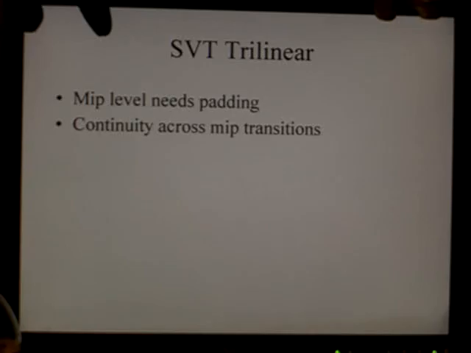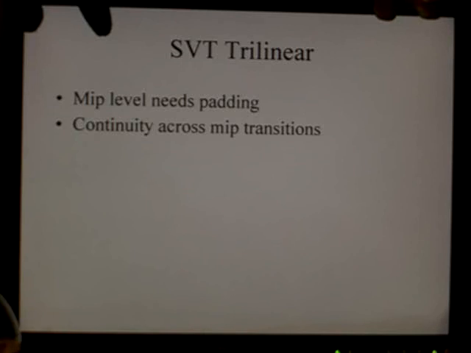If the MIP level has padding, like a one texel padding, then the coarser MIP level needs to match. So it needs 2 texels of padding. So along each edge, I need to put 2 texels of padding. And in my demo, I actually pad all edges on both sides with 2 texels.